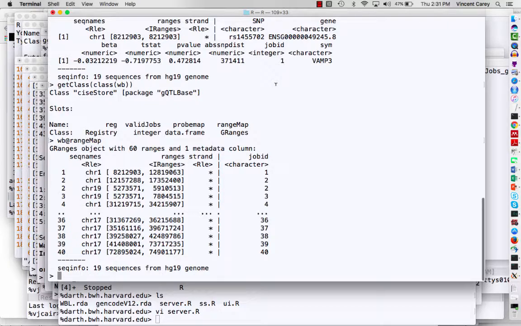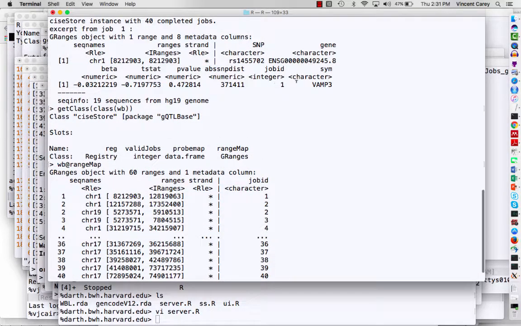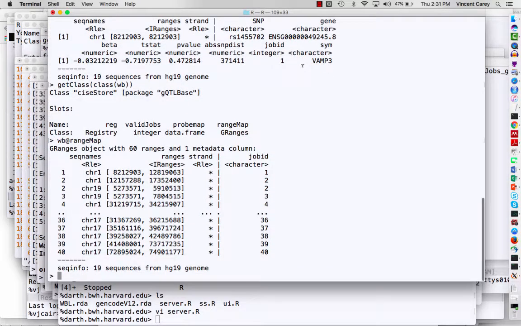And the store is indexed in a number of ways. The genes that are involved have been enumerated, and it's possible to find the GRanges associated with certain genes very efficiently. We also have a mapping from genomic regions and components of this store.